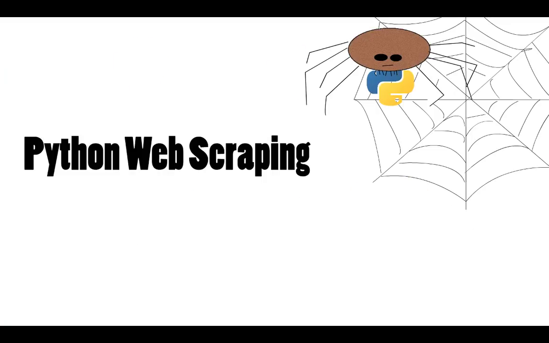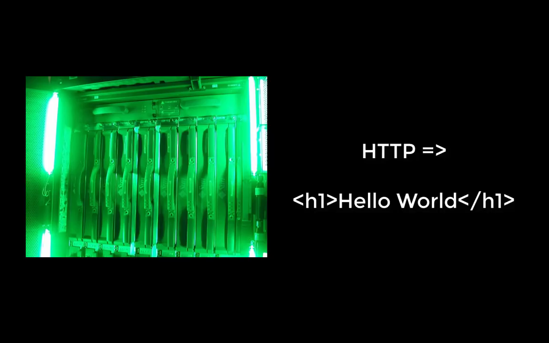So in this video, I'm going to be talking about Python web scraping. The original Google search engine was actually created in Python. But back in the old days, it was much easier to scrape the web because every time you made an HTTP request, you would get HTML back. So all you would have to do is just scrape through your HTML.